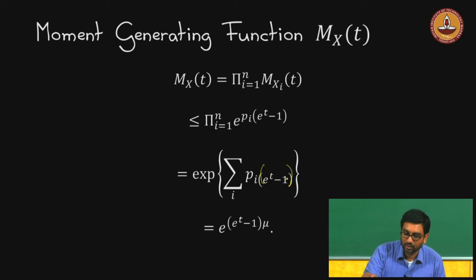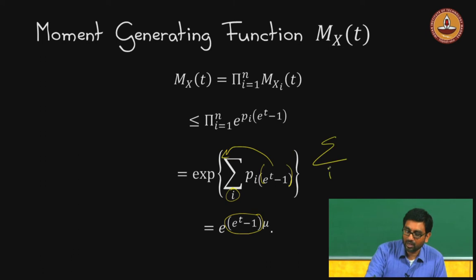It is actually pi times e to the t minus 1. This e to the t minus 1 can come out of the summation, because the summation is with respect to i. So, you get e to the t minus 1. If this comes out, you will be left with summation of i pi. What is summation of i pi?